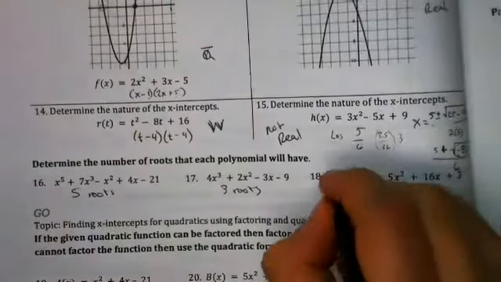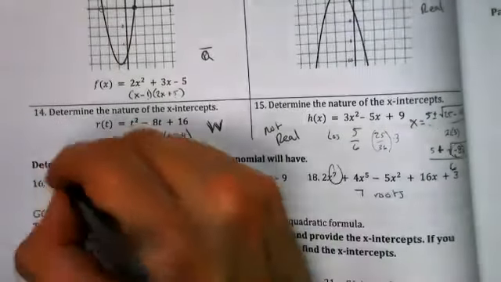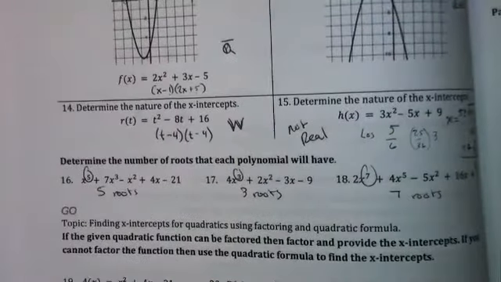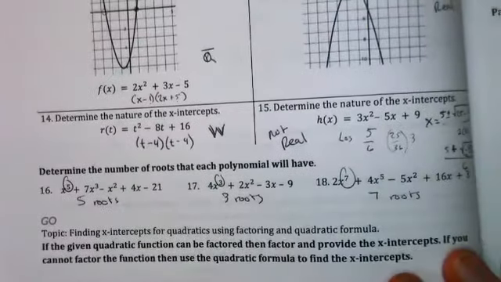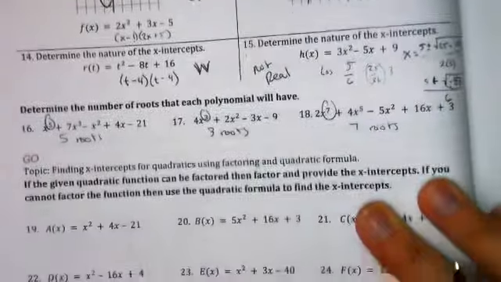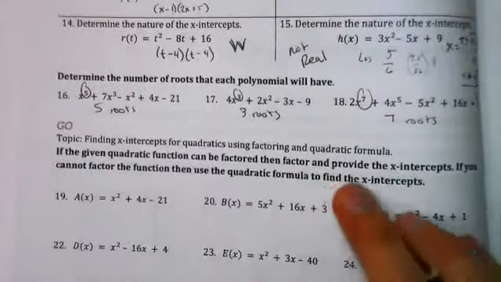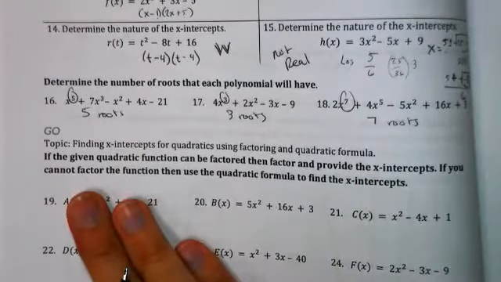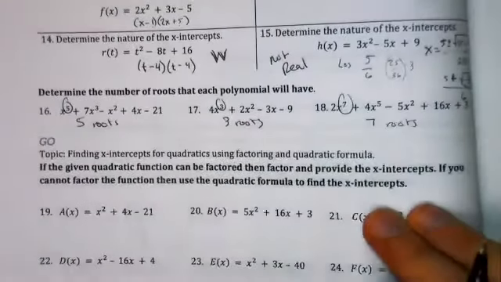And I'm looking here, here, and here. That tells you how many solutions it's going to have. Okay, let's do the go. If the quadratic function can be factored, then factor and provide the x-intercepts. If you cannot factor the function, then use the quadratic formula to find the x-intercepts.